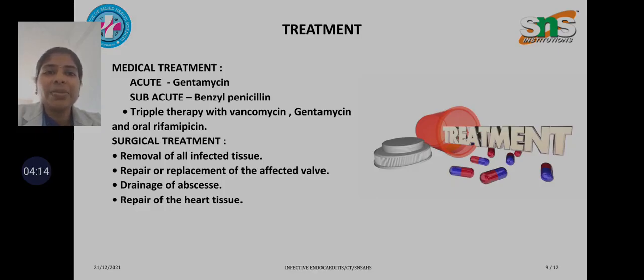Surgical treatment involves removal of all the infected tissue, repair or replacement of the infected valve, drainage of abscess, and repair of heart tissue. That is, removal of all the infected tissue involved, and ectomy of the infected valve, where the native infected valve is removed and a prosthetic valve is placed instead. So repair and replacement of the affected valve means the infected valve is cut out or the affected valve is replaced. Drainage of abscess and repair of heart tissues are also done.